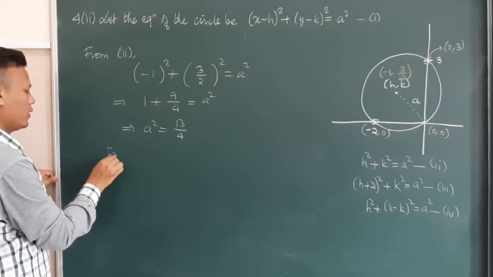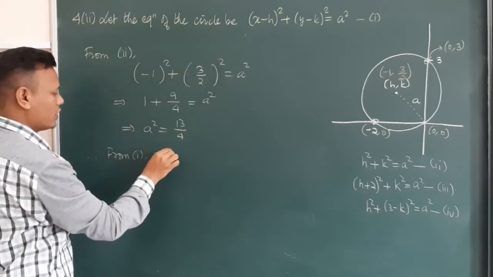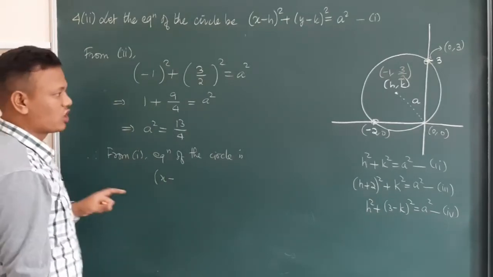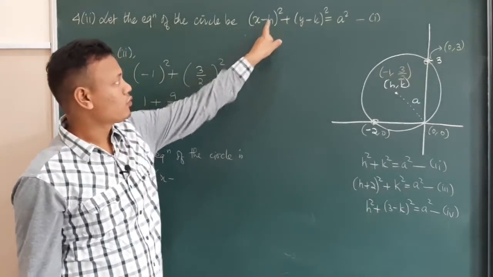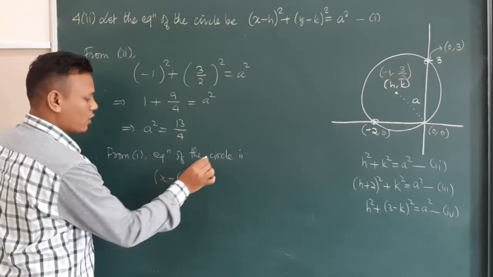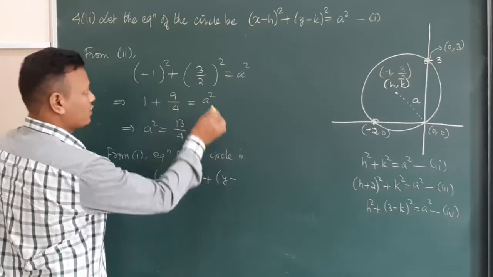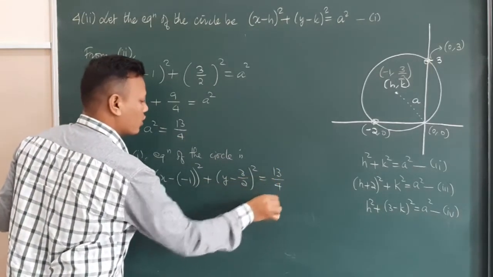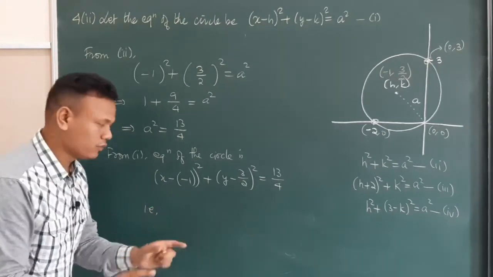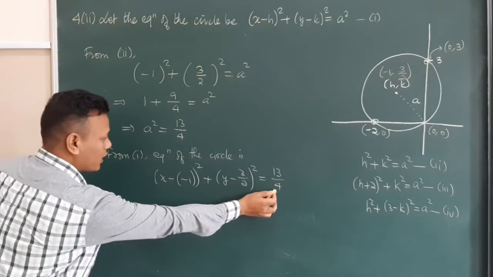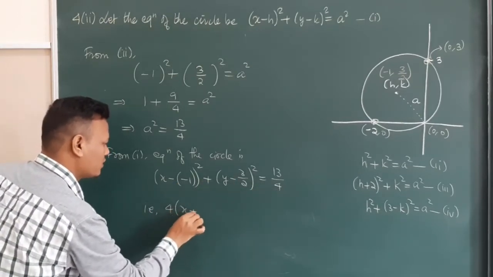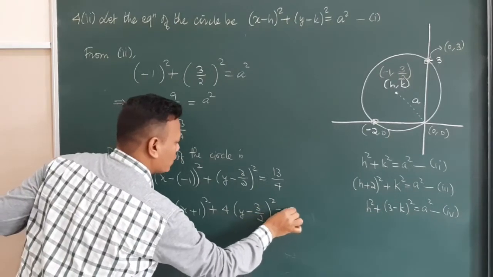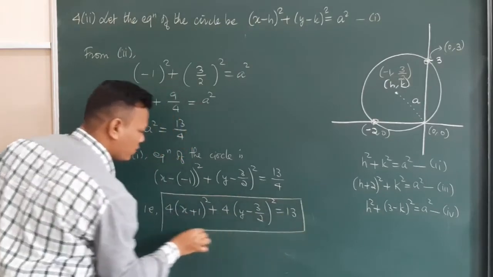So therefore, from 1, the equation of the circle is, let us see, x minus h, where h is minus 1. So x minus of minus 1 whole square plus y minus k, where k is 3 by 2, whole square equals a square, and a square is 13 by 4. If you want to open up the bracket, that's also fine. Otherwise you can leave your answer like this. You get this 4 out here, so you have 4 into x plus 1 whole square plus 4 into y minus 3 by 2 whole square equals 13. So this is my answer for this particular question. Pause the video to note down.